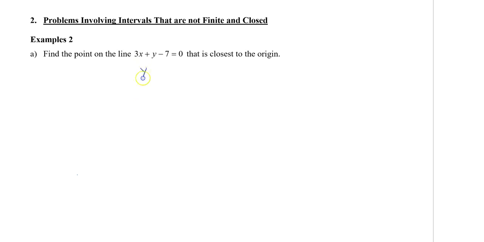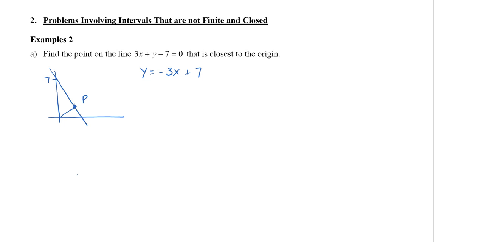Now it's nice to draw a picture, so I'm going to put this equation into slope-intercept form so that I have an idea of what this would look like. So I have a y-intercept of 7, and then let's say a slope of 3, so something like this. And then there's this point here, probably, that's going to be closest to the origin.